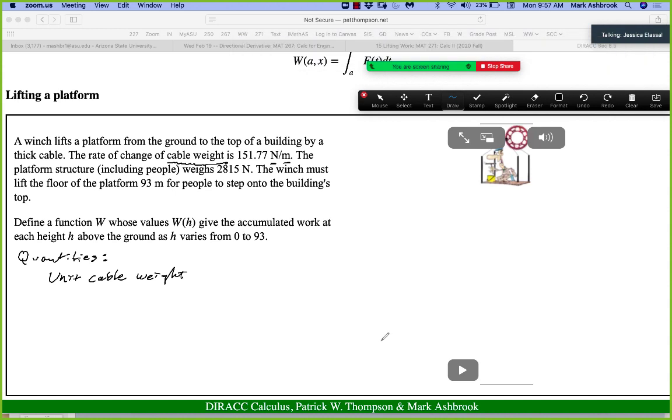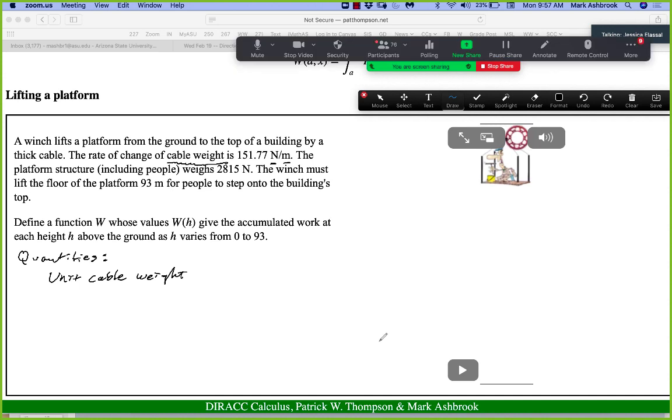Wait, does that mean how much force is in each meter of that cable? Yeah. If you had a meter of this cable and it was sitting on the table, then the force on that would be 151.77 newtons down, and the table would be pushing back with 151.77 newtons. And that doesn't calculate gravity or anything? Like does that have gravity calculated in it?